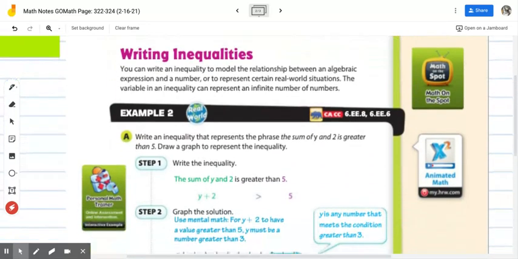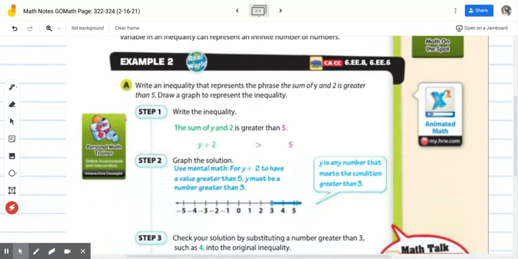Okay, so let's take a look at part A. We have our second example. It says, write an inequality that represents the phrase, the sum of y and 2 is greater than 5. Draw a graph to represent the inequality. So we have the sum of y and 2. We know that sum is addition, and y plus 2 is what this is. So the sum of y and 2, y plus 2, is greater than, so we have the greater than symbol, 5, and then there's 5. So if you were to write this out as a full inequality, you would write it out like this: y plus 2 is greater than 5.